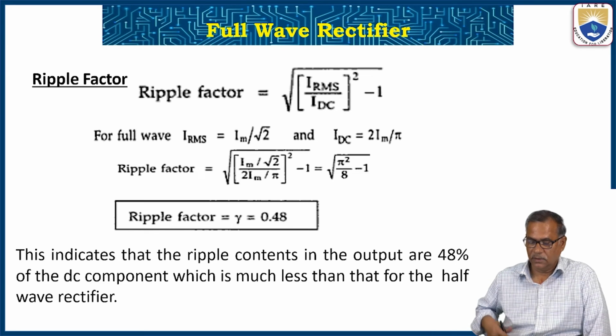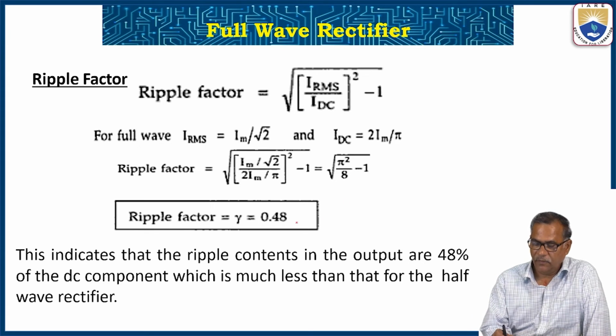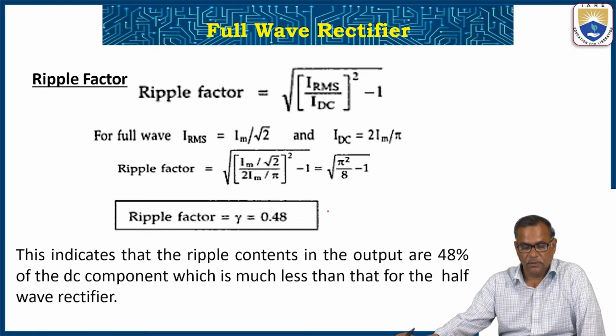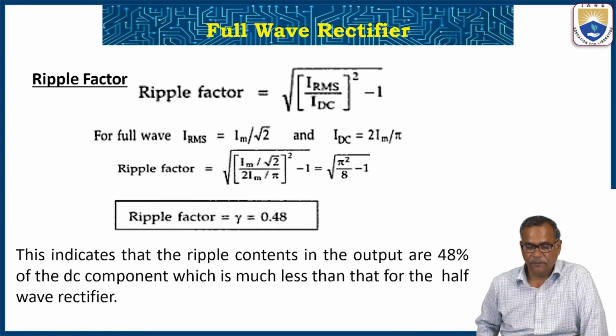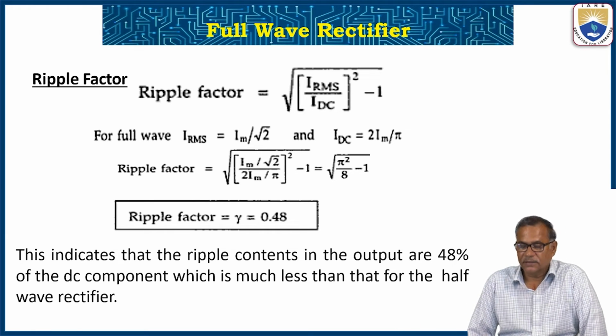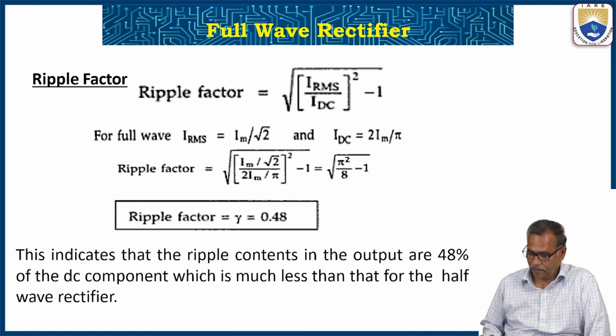So here it is pi square by 8. Once we take the square root of it, we get the ripple factor as 0.48. So the ripple factor indicates that the ripple content in the output is 48% of the DC component, which is much less than that for the half wave rectifier.